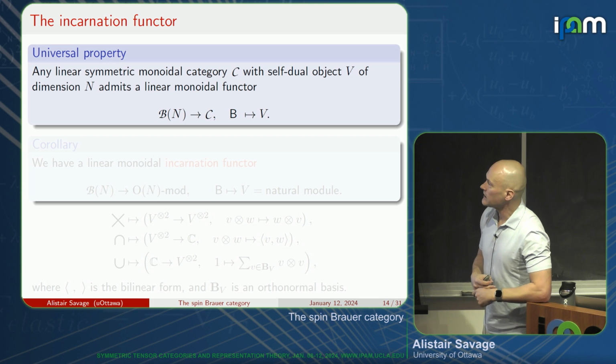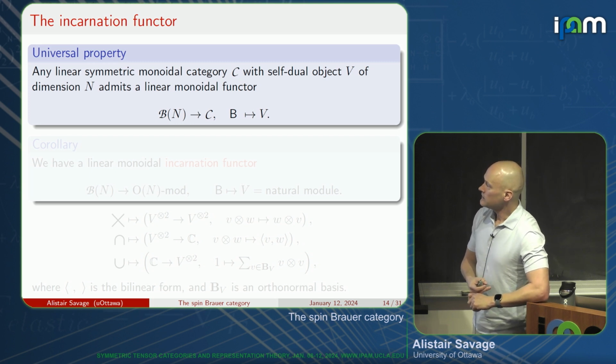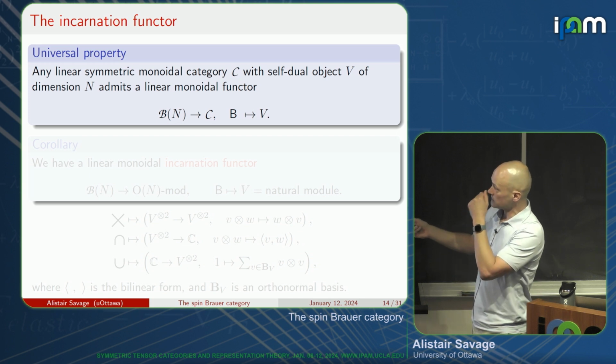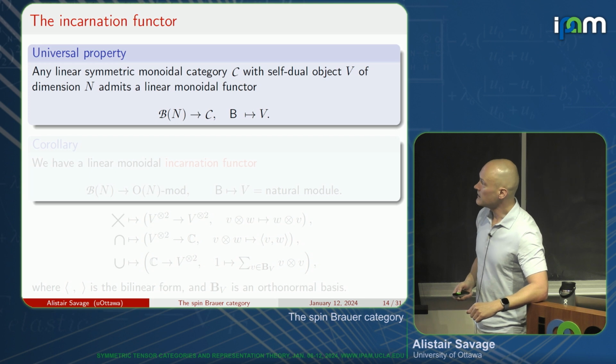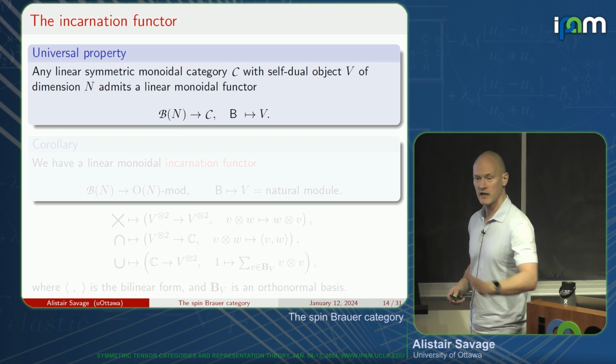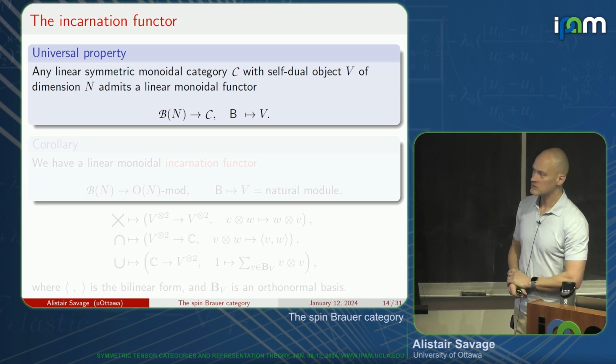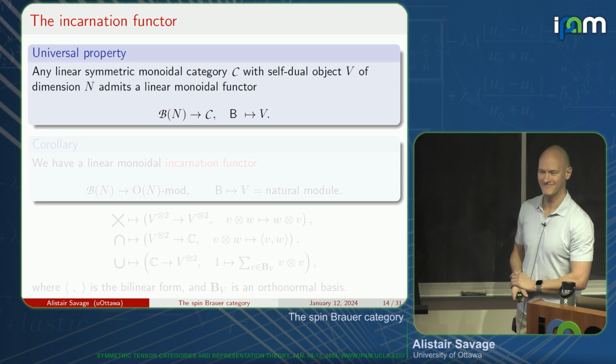Okay, this category has a universal property. Anytime you have a linear symmetric monoidal category that has a self-dual object, call it V, of dimension n, and here I mean categorical dimension, but if it was some category of modules, then that's the actual dimension, then there's a linear monoidal functor from the Brauer category to that category that takes the generating object of the Brauer category to this V, right? So it's the free symmetric monoidal category on a symmetrically self-dual object.